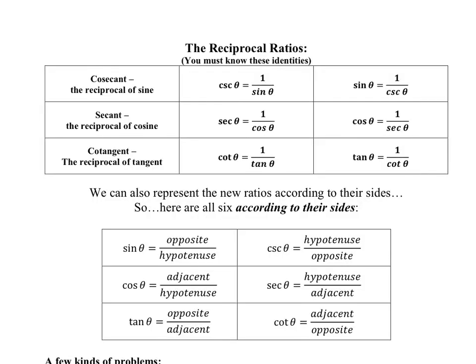All right, so these three, the way that we pronounce them are cosecant, secant, and cotangent, are the reciprocal functions. When we say reciprocal, that basically just means we flip. So the reciprocal of sine would be 1 over sine, or cosecant, and so on. These are the abbreviations for them. CSC is cosecant, SEC is secant, and COT is cotangent.